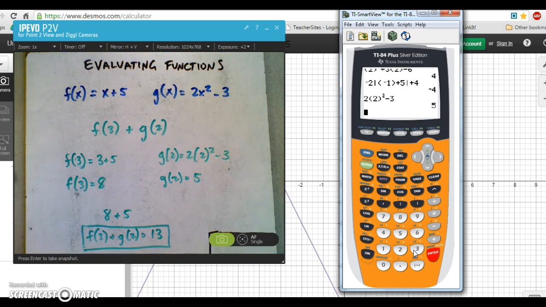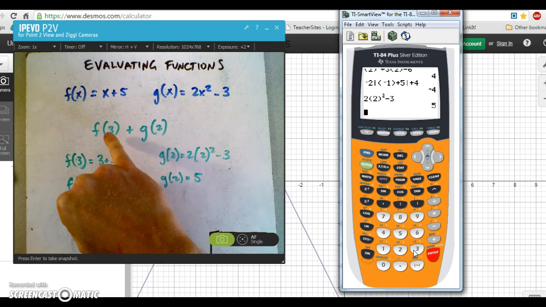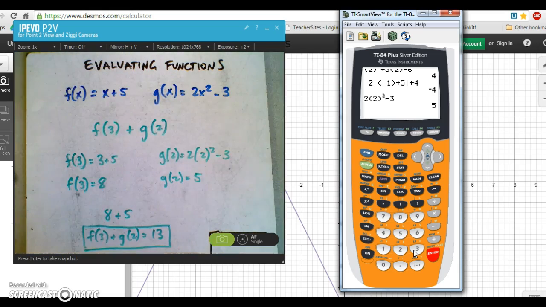So now I can actually ask you lots of different questions. I can ask you to compare what's greater than, what's less than, and so on and so forth. There's lots of different things that we could do with this, but it's really that simple. Evaluating a function takes whatever is inside the parentheses, plugs it in where you see an x, and simplifies. That's all there is to it.